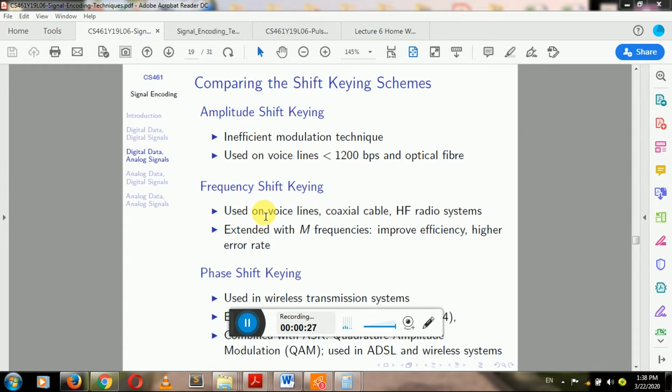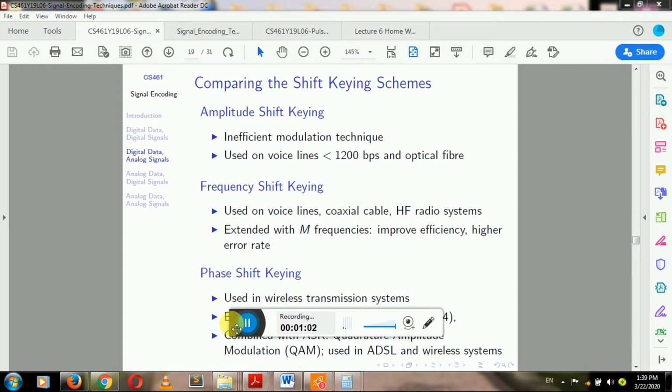Frequency shift keying is used in telephone systems, coaxial cable, receiving cable TV, and some radio systems. You can have more than two frequency levels. We used binary frequency shift keying, B for base 2 levels, but we can add more than two frequencies, from 2 to 4, and go up to higher. So we have a high data rate but a high chance of errors as the number of levels goes up.